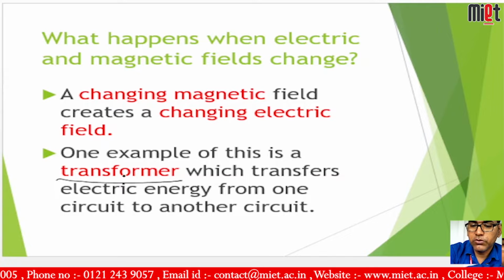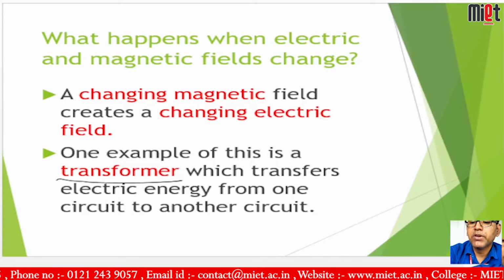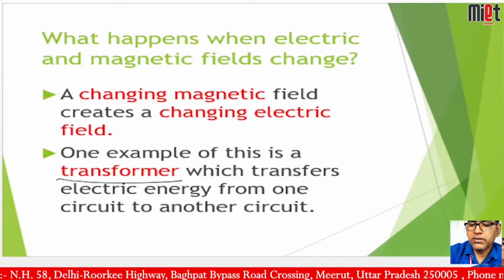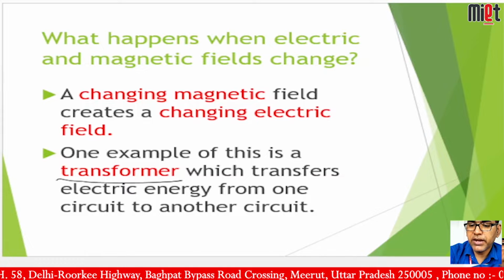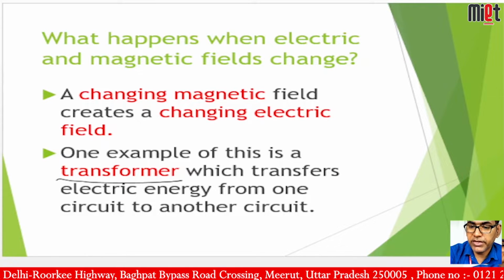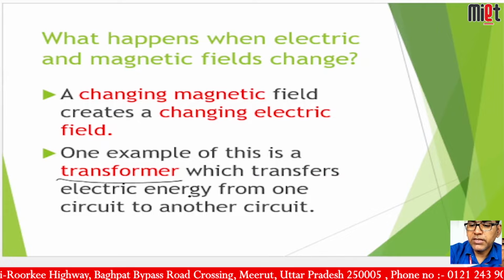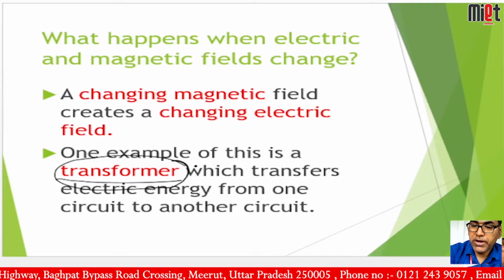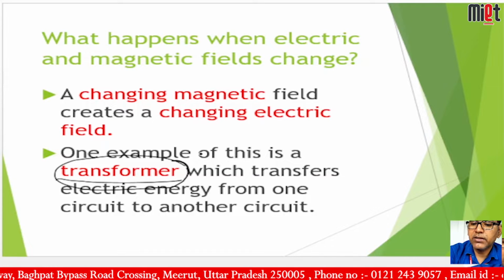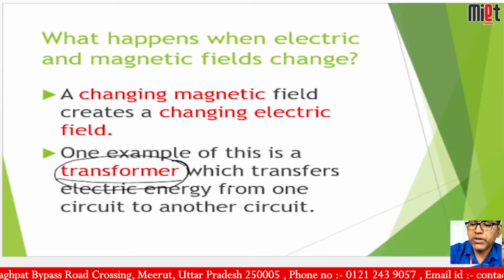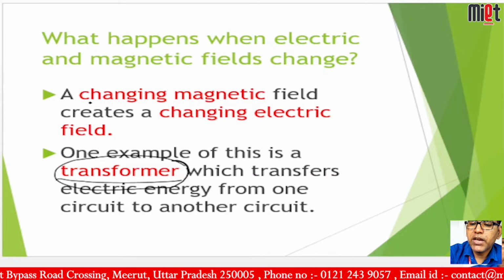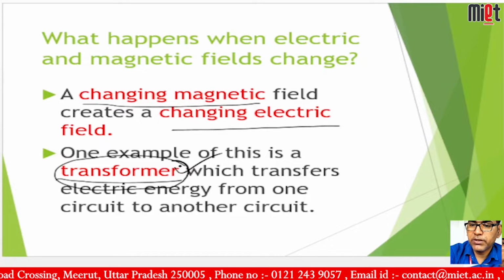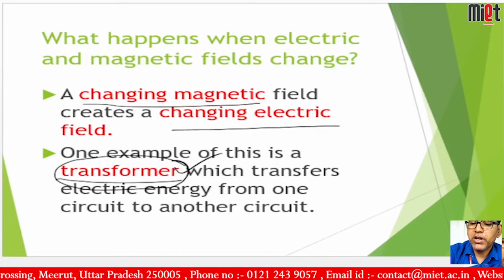You can see that a transformer consists of two coils. In the first coil, you give changing electric current, and that changing electric current will give rise to a changing magnetic field, and due to that changing magnetic field, the secondary coil of the transformer will give rise to changing electric current, and in the secondary coil you will be able to get the current. So this phenomenon of changing magnetic field and changing electric field is used in transformers to transmit electrical energy from one coil to another coil.